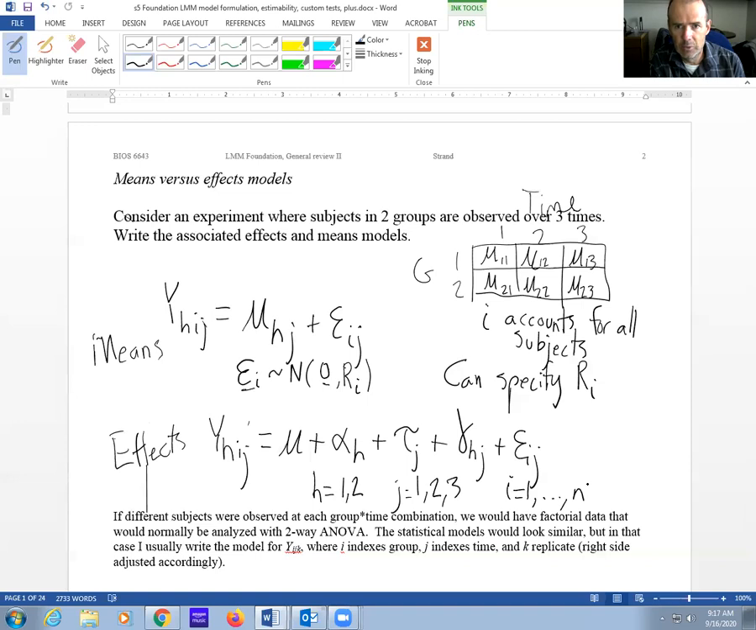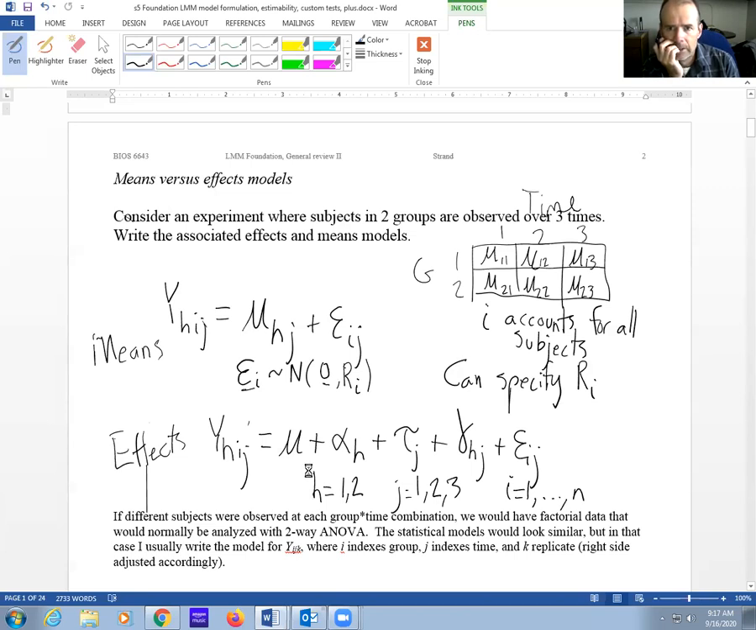Now, if you use those approaches, that intercept is not going to be the grand mean. It'll be the grand mean if you set the constraints a different way. If you set the constraints so that the sum of the other effects, the alpha, tau, and gamma effects, is 0, which is another way to do the constraint, then that mu is going to be the overall mean.